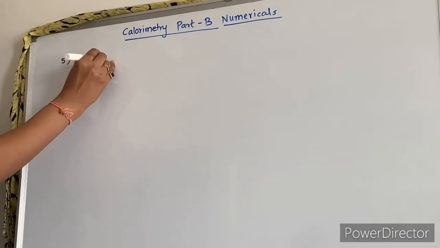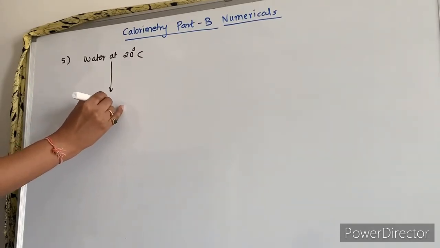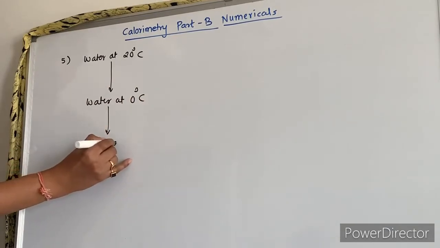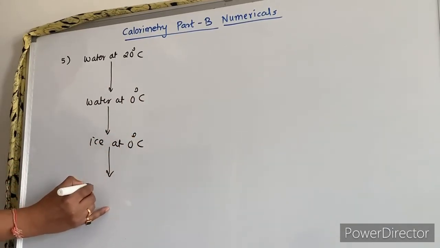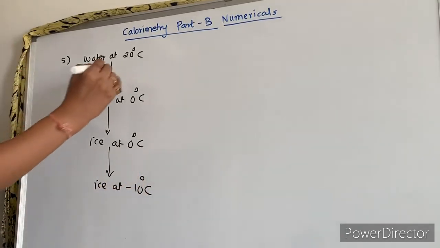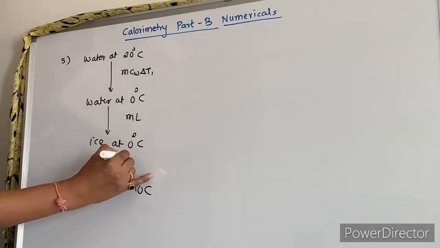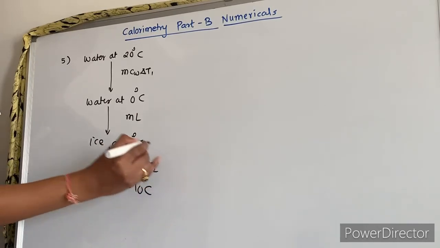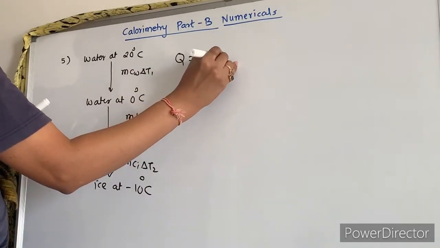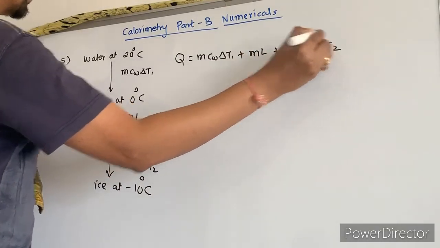This water at 20 degrees Celsius is first converted into water at 0 degrees Celsius, which is converted into ice at 0 degrees Celsius, and which is converted into ice at -10 degrees Celsius. So over here, this is your mCW delta T1, this is your mL, and this is mCI delta T2. So total heat supplied, that is Q, is equal to mCW delta T1 plus mL plus mCI delta T2, right?